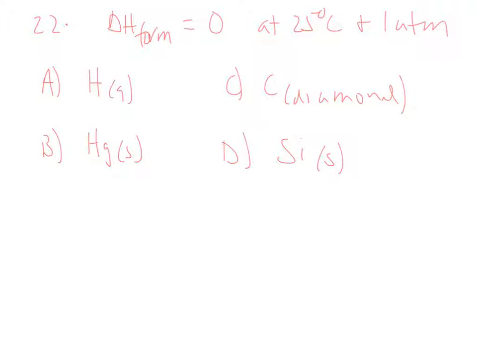22 is similar, only this time we want to know which of these does have a standard heat of formation equal to 0. So which of these elements is in its standard state? Hydrogen would be a gas, but its standard state would be H2, diatomic. Mercury would be monoatomic, but mercury is a liquid at room temperature. Carbon would be monoatomic, but its standard state is not diamond, or we'd be making a lot of diamonds under standard conditions. Instead, its standard state is graphite, or sometimes you just see C solid. So the only one that's in its standard state is silicon, being monoatomic and in the solid state, or D.